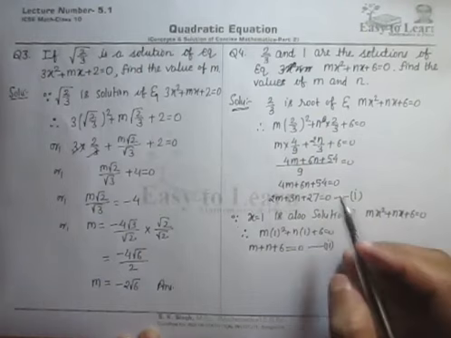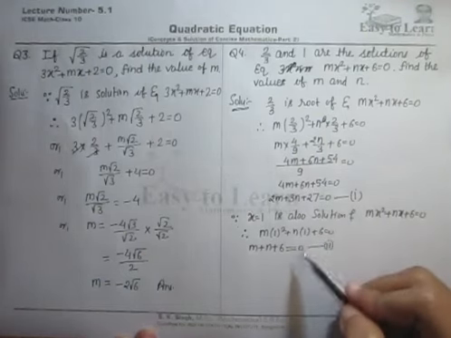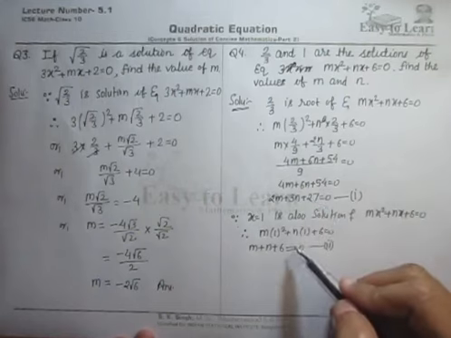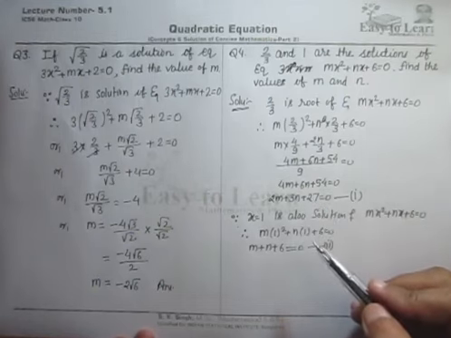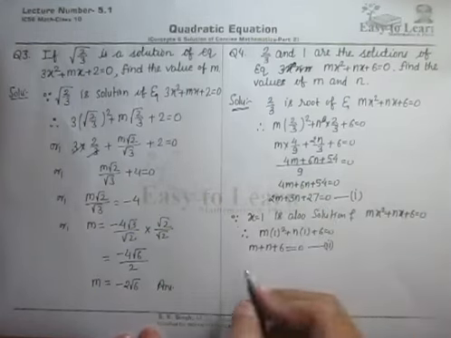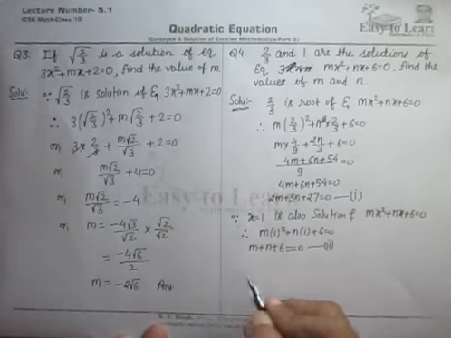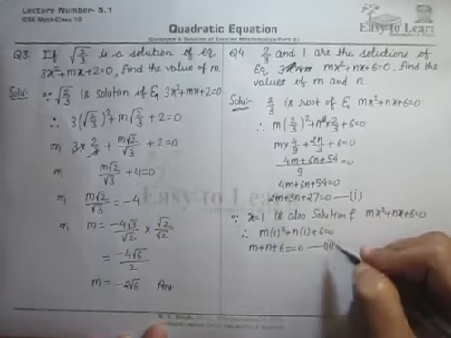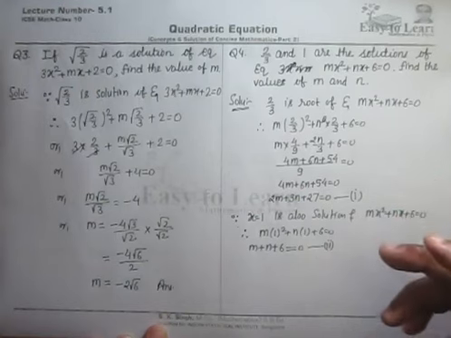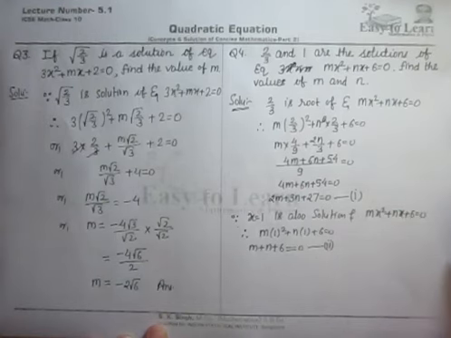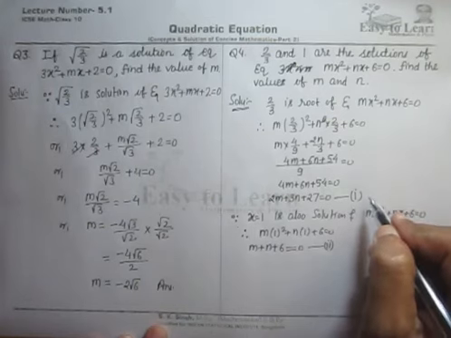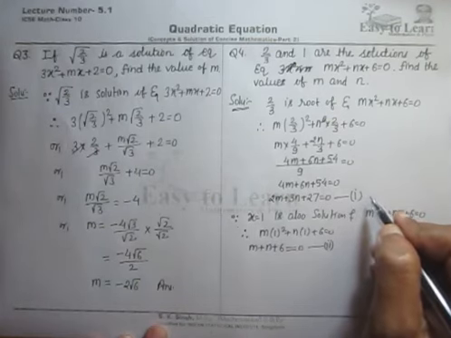Now by solving these two equations we can get the values of m and n. These two are linear equations in two variables, so you can solve them by many methods. You can solve these two equations by any method according to your convenience or choice. So let us solve this question by the elimination method.